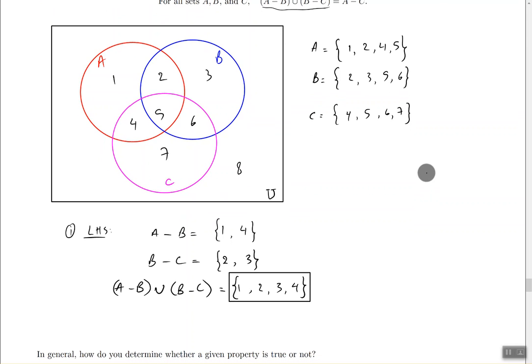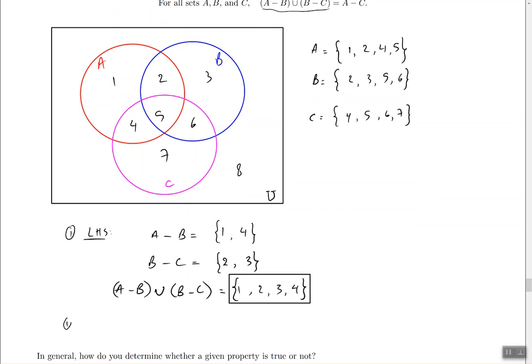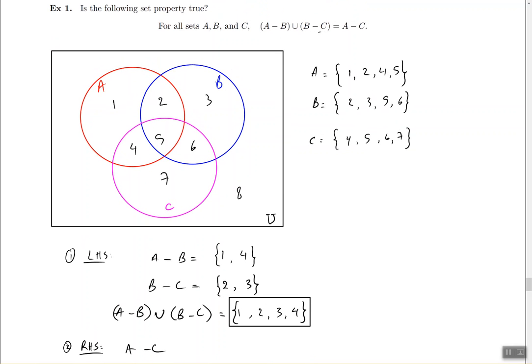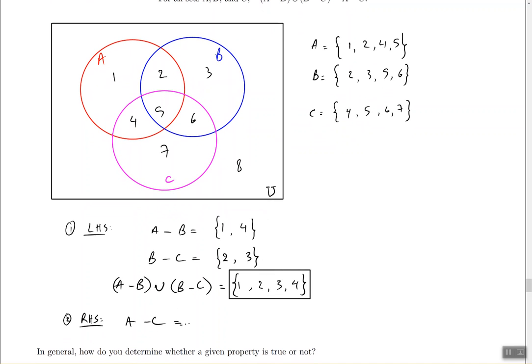Now what about the right-hand side? The right-hand side is going to be A minus C. Okay, the right-hand side is pretty much this right here. A minus C is going to represent all the numbers in A that are not already in C. And you can see in the little bubble, the A circle contains 1, 2, 4, 5. 4 and 5 are shared in the pink bubble. So the answer is going to be, in this case, 1, 2.